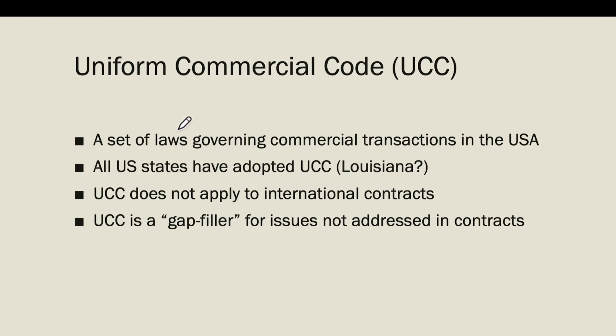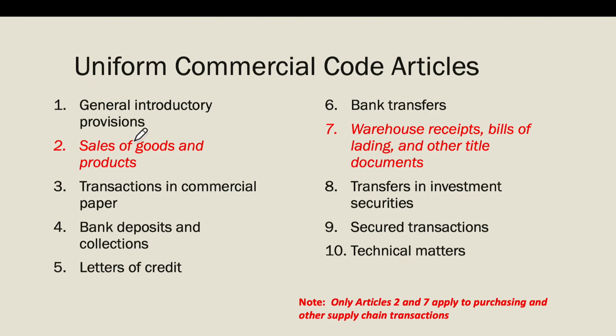Uniform Commercial Code, or UCC, is a set of laws governing commercial transactions in the USA. All US states have adopted UCC except Louisiana. UCC does not apply to international contracts because it is a national level code, and UCC acts as a gap filler. If two parties are having a contract and there's some ambiguity, then clauses of UCC will apply. There are many clauses of UCC, but two, sales of goods and products, and warehouse receipts, bills of lading, and other title documents, are particularly relevant to purchasing.